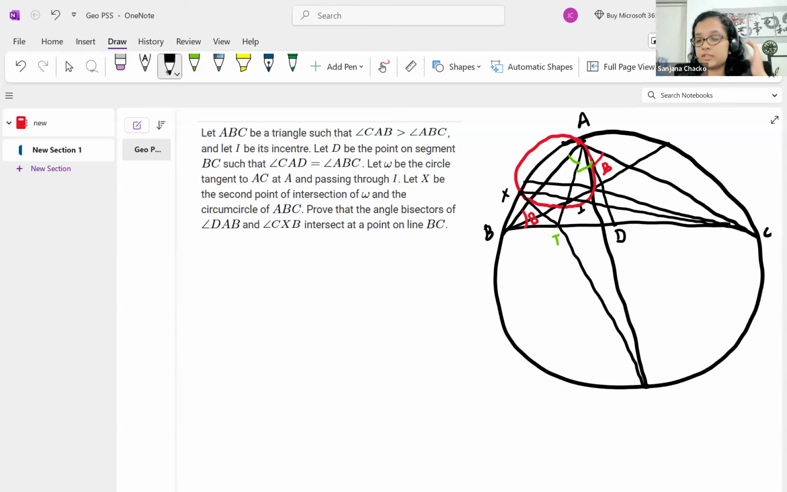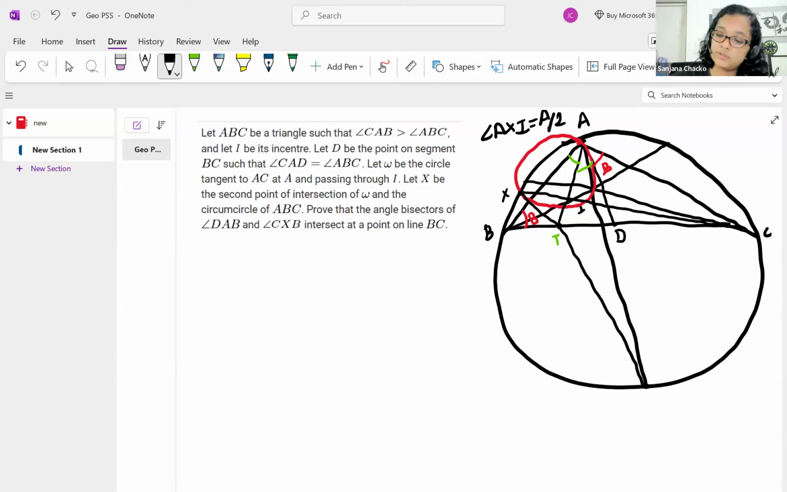Okay, so you're given triangle ABC and you are given a point D on BC such that the angle DAC is the same as the angle B. And you're also given a point X on the circumcircle ABC such that the circle AXI is tangent to AC and it's passing through I. So basically that just means angle AXI is equal to A/2. So now you want to prove that the angle bisectors of CXB and DAB intersect on line BC. So you want to prove they intersect at this point D.